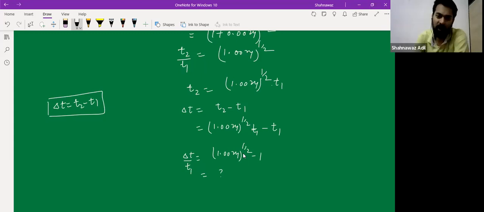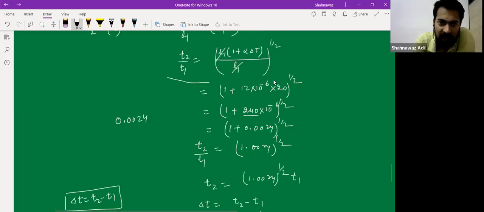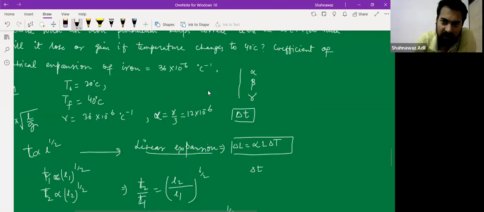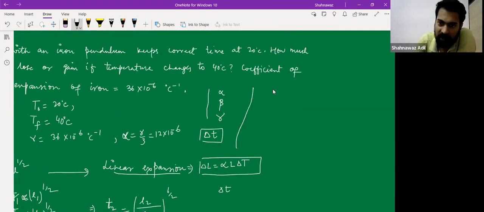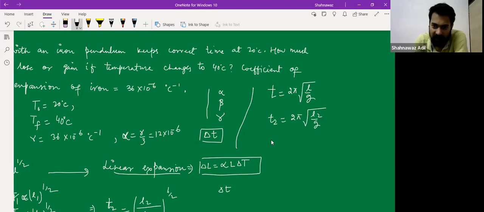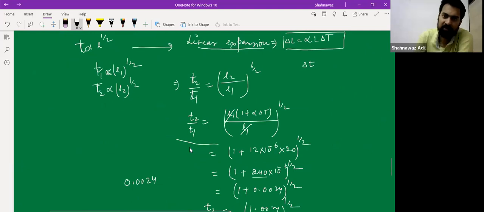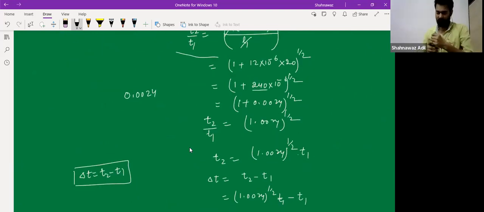Any question, guys? Or you could have done this problem the other way around also, right? So you could have used T which was 2 pi root L by G, right? And you could have found T2, which would have been 2 pi root L2 by G. And in L2's place, you could have written all the values here. And then you just calculate T2 minus T1. So that would also give you the answer, right? Any question, guys? Any question? No, sir. Okay.